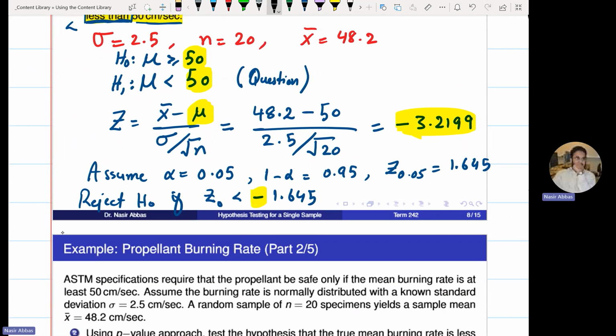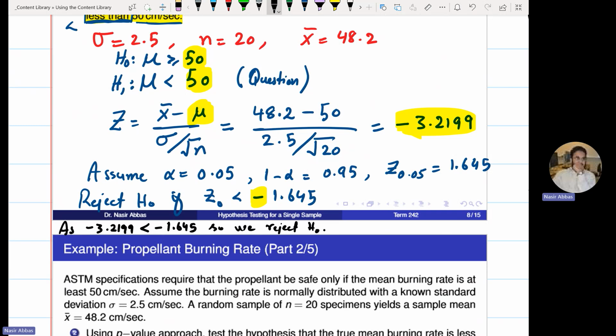So what will you say? You will say minus 3.2199 is less than minus 1.645. So we reject H naught. This statement is called a decision. Remember, this statement, what I wrote, is called a decision.